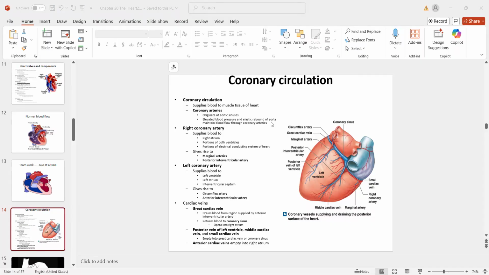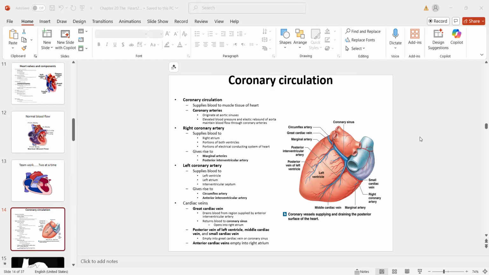The coronary circulation. Coronary circulation supplies blood to the muscle tissue of the heart. The left and right coronary arteries originate at the base of the ascending aorta, at the aortic sinuses. Blood pressure here is the highest in the systemic circuit when the left ventricle contracts and forces blood into the aorta. The high pressure of this blood stretches the elastic walls of the aorta.